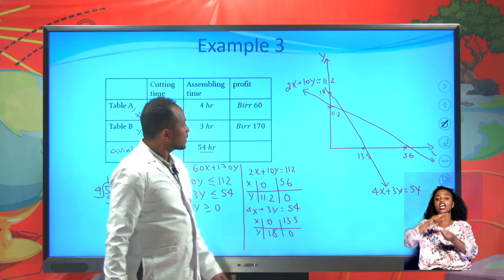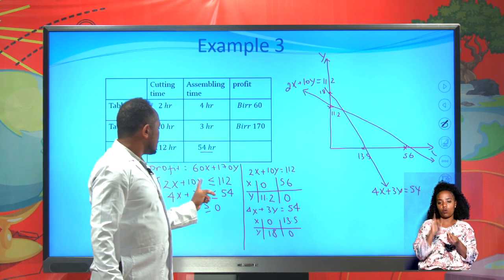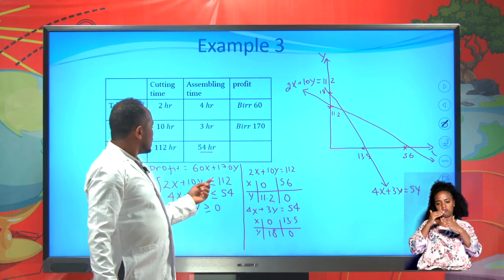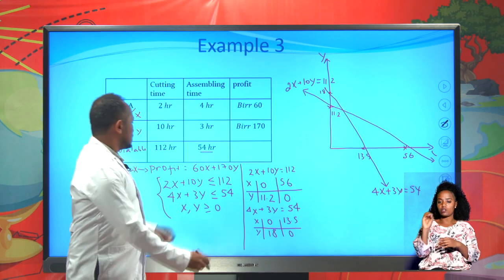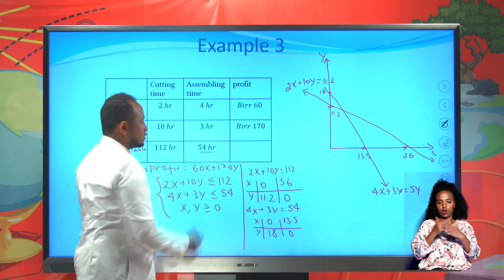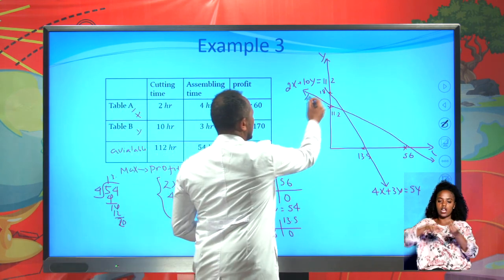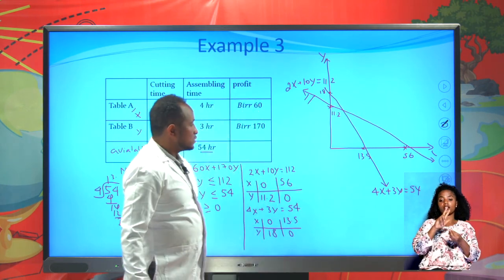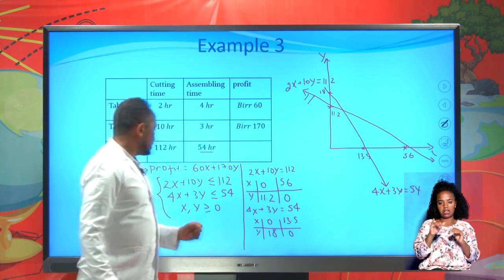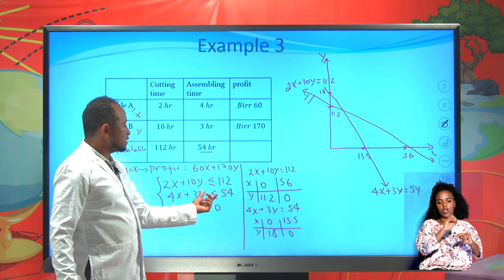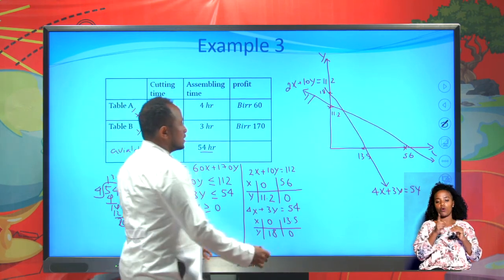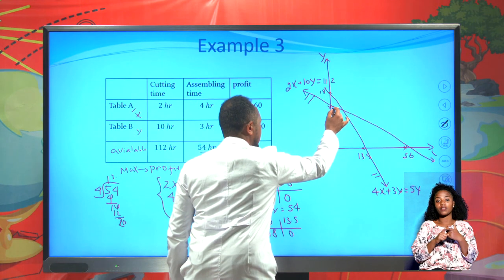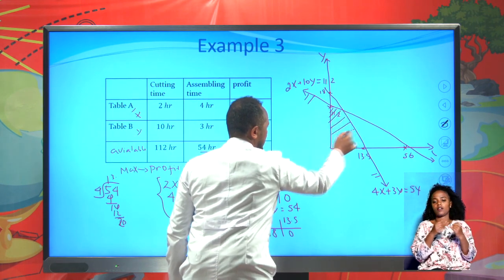Now let's find the region. 2x plus 10y is less than or equal to 112. So I need to find in which direction it is shaded. To check that, take the origin, put the origin here, 0, 0, so 0 less than 112, it is true. So the region will be down. And for the line 4x plus 3y is equal to 54, take the same origin. If you put it here, you get 0 less than 54, which makes it true. So the region will be in this direction. Therefore, the intersection of the regions will be this part. You will have this part.